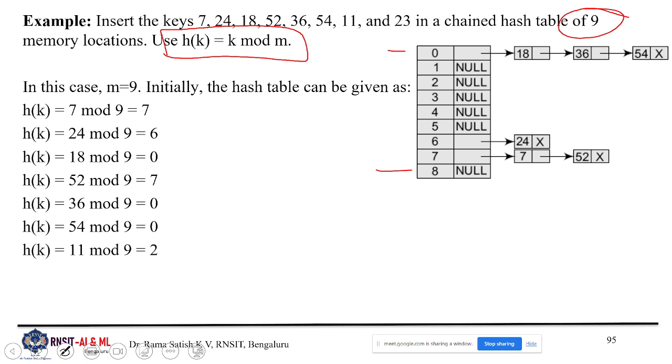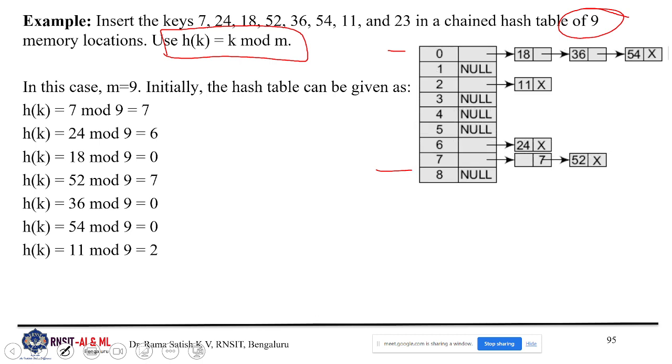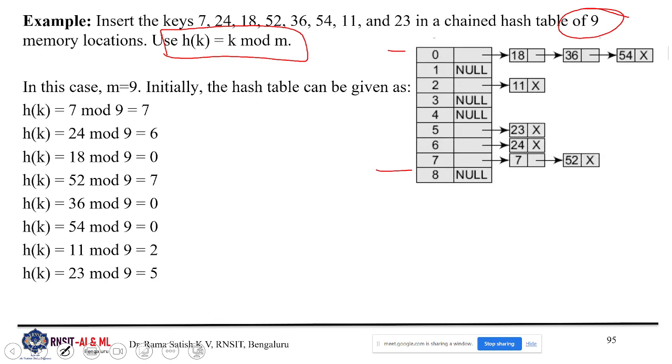And 11 modulus 9 is 2. So 2 is empty, it is null, so it will store. Similarly, 23 modulus 9 is 5. So it will store like this. So wherever there is a collision, it will create a chain. So this is a technique. This is an example for the collision resolving technique, that is chaining.